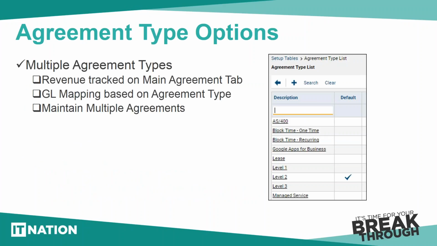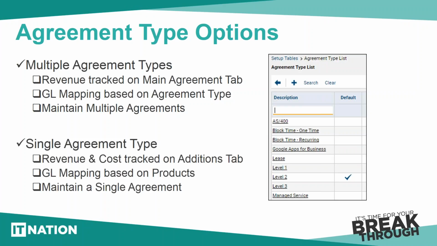From an agreement type option, typically ConnectWise will recommend that we have multiple agreements set up, multiple agreement types per client, which allows you to track the revenue on the main agreement tab. The GL mapping is based on the agreement type, and then you would be maintaining multiple agreements for one client. Alternately, if you choose to have a single agreement type, your revenue and cost will typically be tracked on the Additions tab. The GL mapping would be based on the products, and then you would maintain a single agreement for each client.